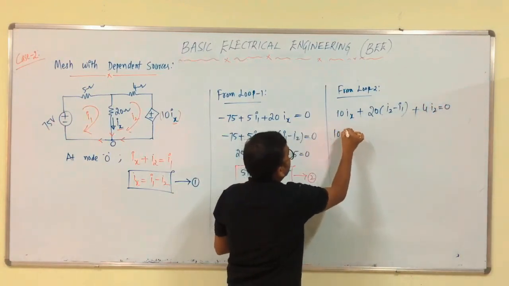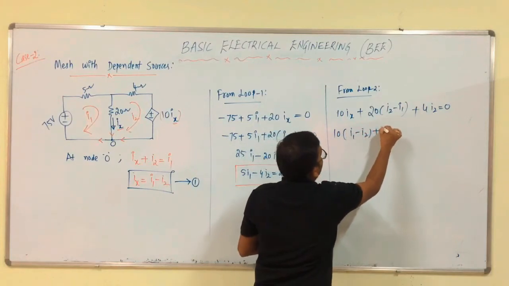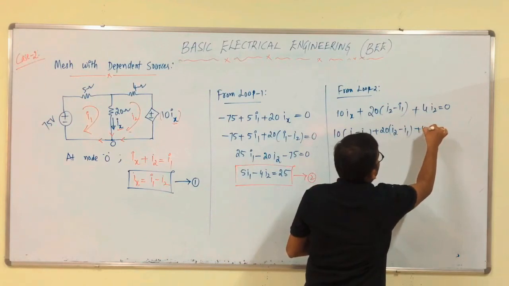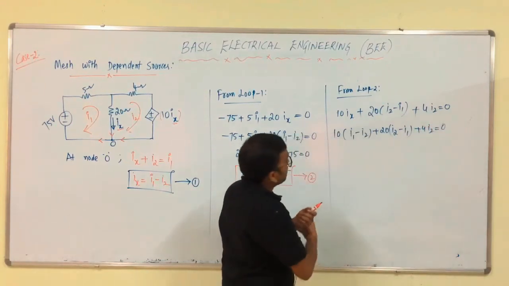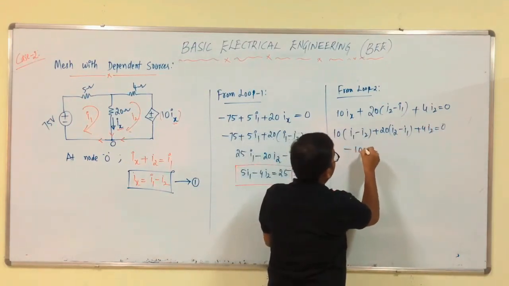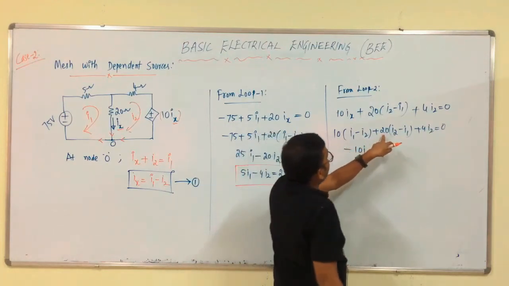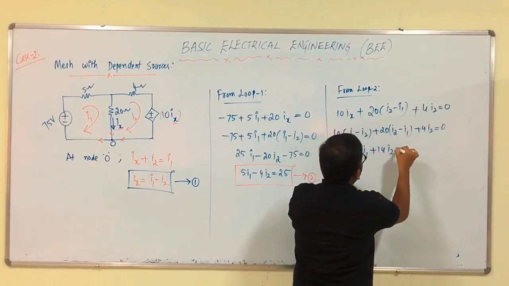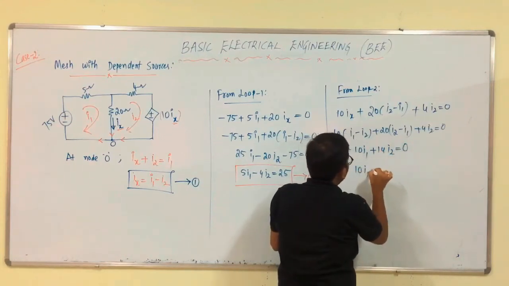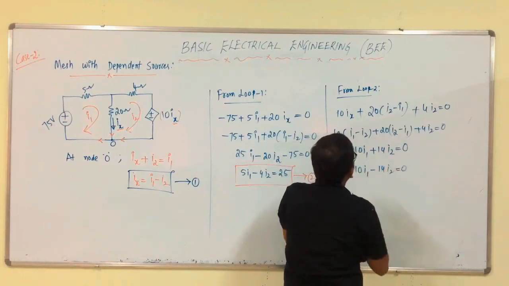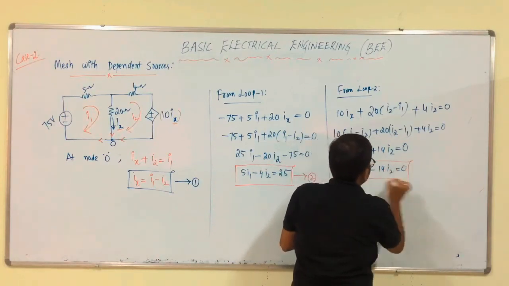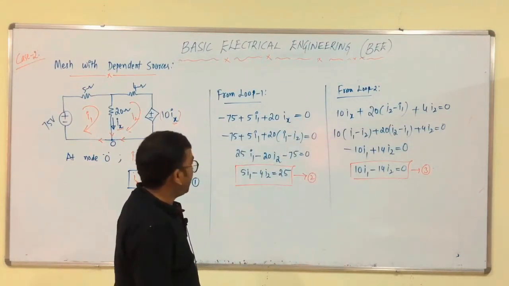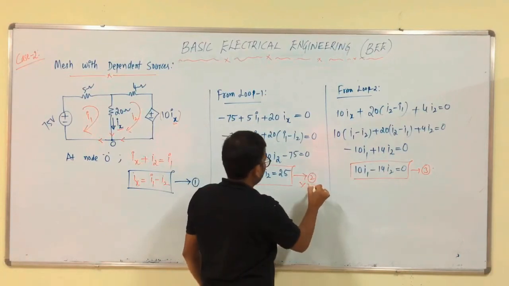So, from this Ix is nothing but what? I1 minus I2. So 10 (I1 minus I2) plus 20 (I2 minus I1) plus 4 I2 equals 0. From this, 10 I1 minus 10 I2 plus 20 I2 minus 20 I1 plus 4 I2 equals 0. That is, 10 I1 minus 14 I2 equals 0. So, this is equation 3.